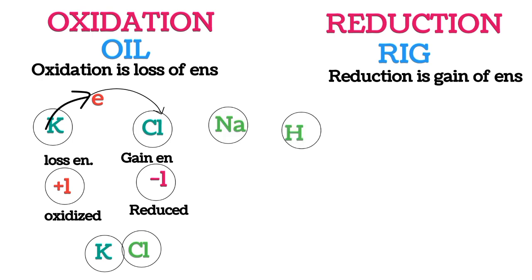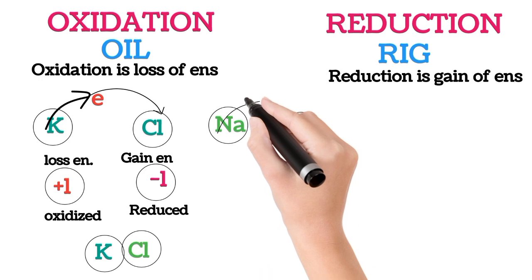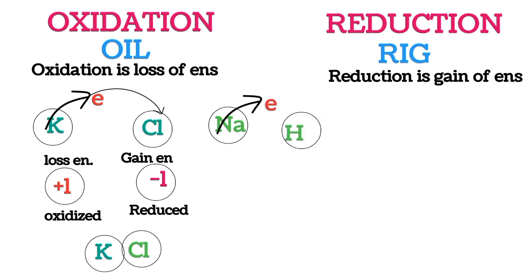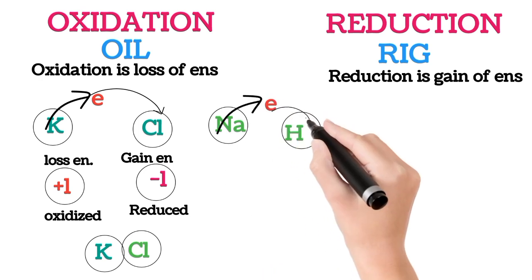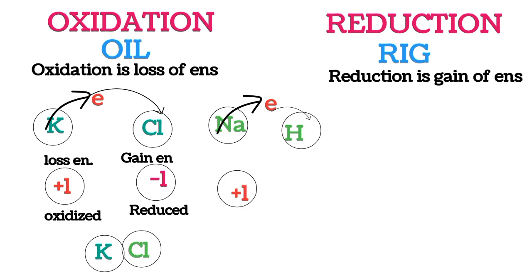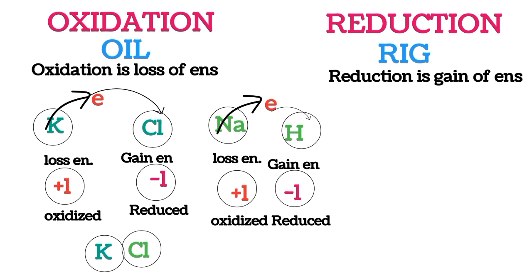Let's look at another example. If sodium reacts with hydrogen, sodium will lose an electron, while hydrogen will gain an electron. Sodium will become positively charged, becoming 1+, while hydrogen will become negatively charged and becomes -1. Sodium has lost an electron, so it is oxidized. Hydrogen has gained an electron, so it is reduced.